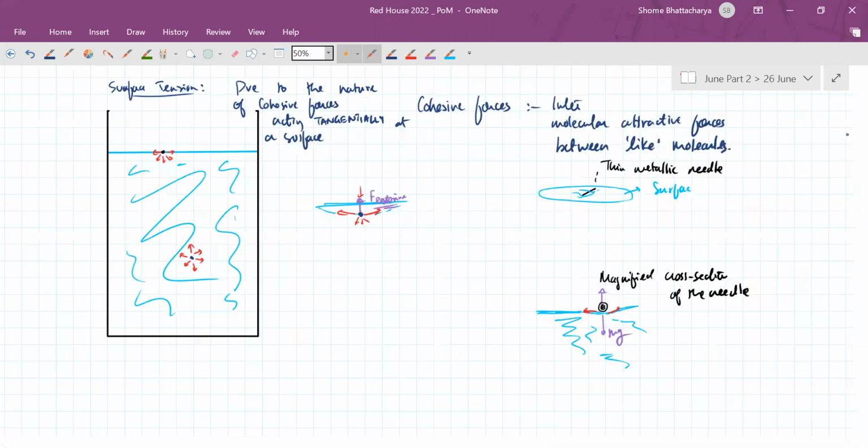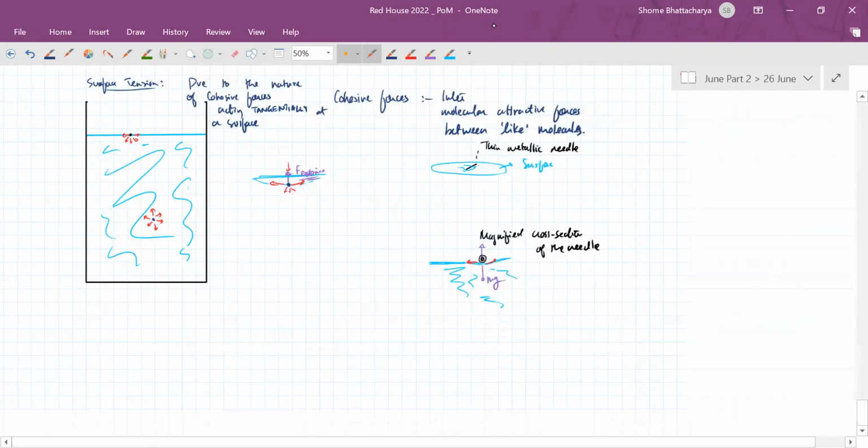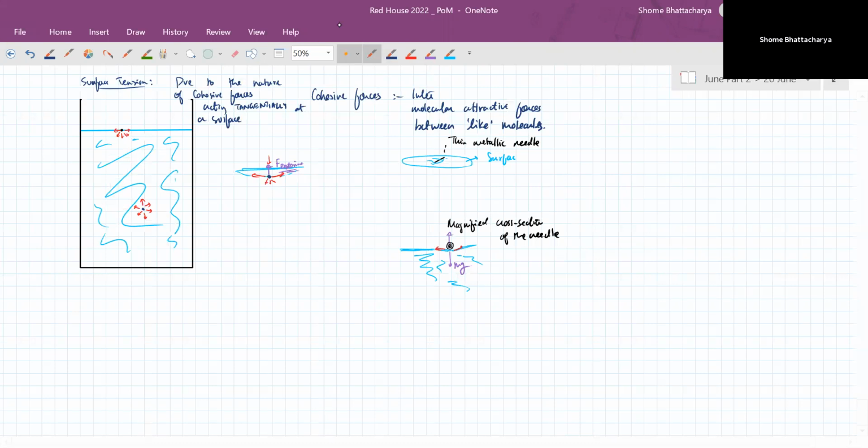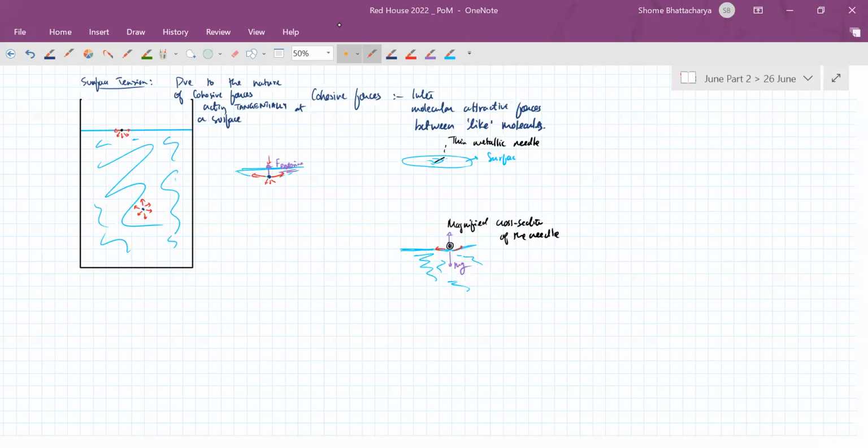Okay, so this is just a basic introduction to surface tension. We will conclude here today. Next lecture, we will look at the mathematical model of surface tension and the definition of surface tension as a material property. We'll see that it has dimension of force per unit length or energy per unit area, and we'll take it from there. Okay.